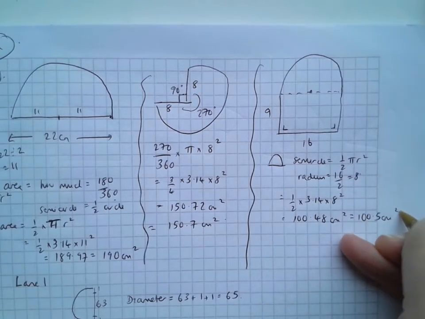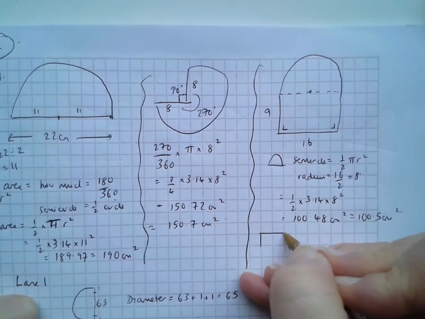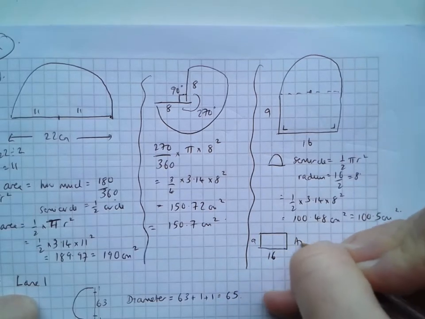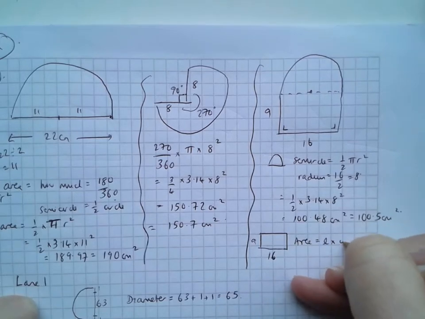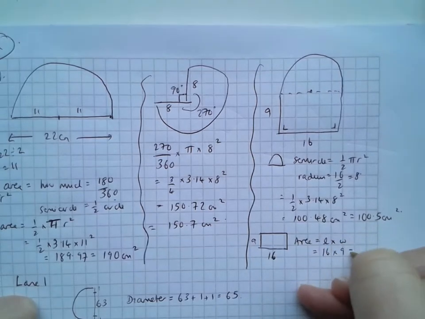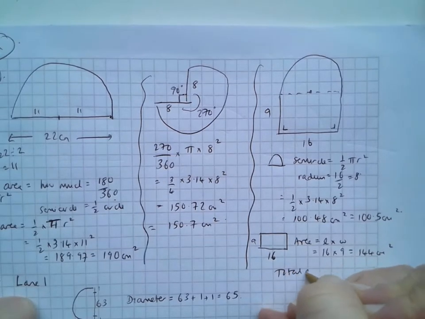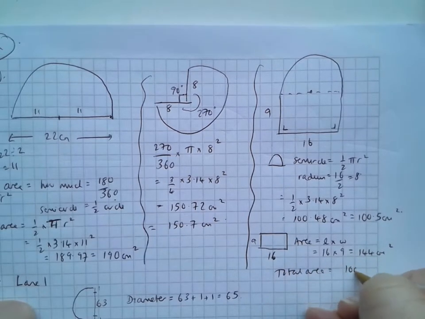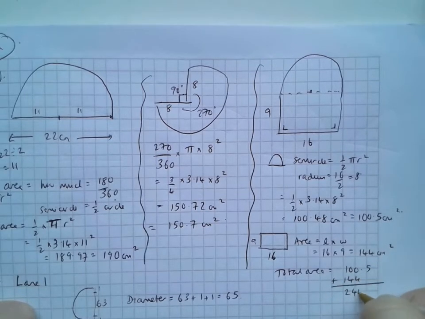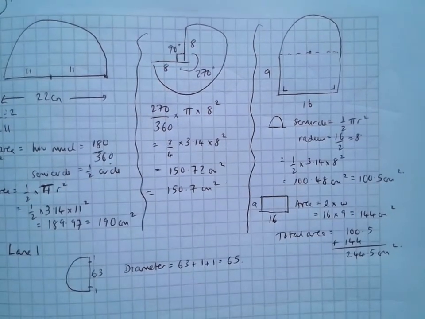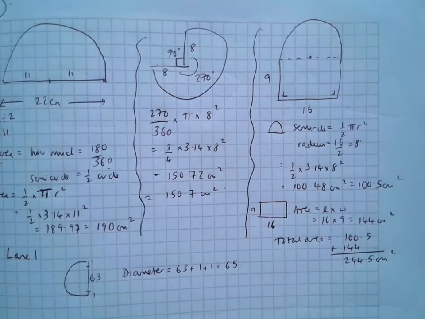And then we've also got this rectangle, which is 16 times 9. So area equals length by width, which is 16 times 9, which is 144 centimeters squared. So the total area equals 105 plus 144, so 244.5 centimeters squared. Okay, I hope that makes sense. You can always go back over the video and slow it down if I've moved too quickly.